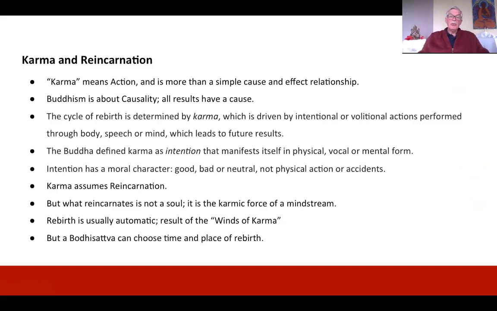The cycle of rebirth is determined by karma, which is driven by intentional or volitional actions performed through body, speech, and mind, which lead to future results. Okay, the Buddha defined karma as intention that manifests itself in physical, vocal, or mental form. Let me quickly say, how does it work? I think there's four or five levels. You have the intention to, let's say, harm somebody. You identify the object: I'm going to harm that person. You've just made potentially a greater karmic result.